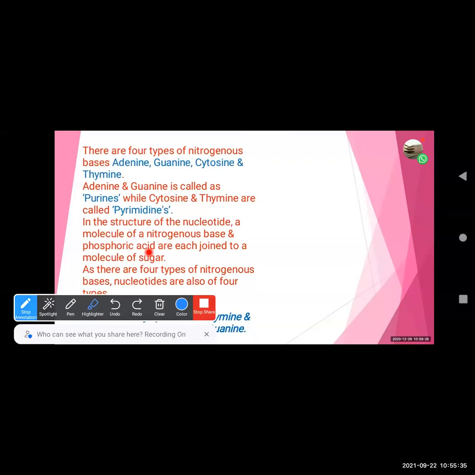Adenine, guanine, right? So the nitrogenous bases, you should know the names. There are 4 types of nitrogenous bases: adenine, guanine, cytosine, and thymine. Adenine and guanine are called purines, while thymine and cytosine are called pyrimidines.